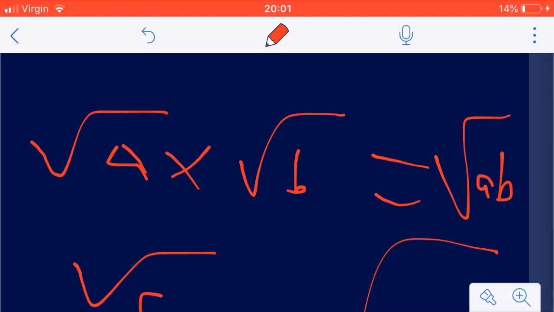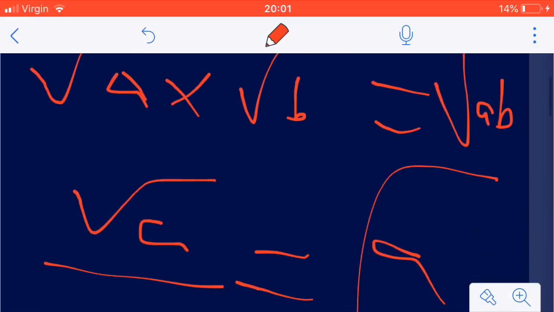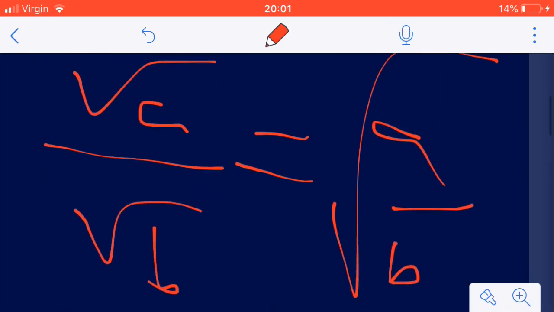Okay, so let's look at surds. Let's just start with a few simple rules. So root A times root B makes root AB. Which means if you've got root 4 times root 4, root 16 equals 4.